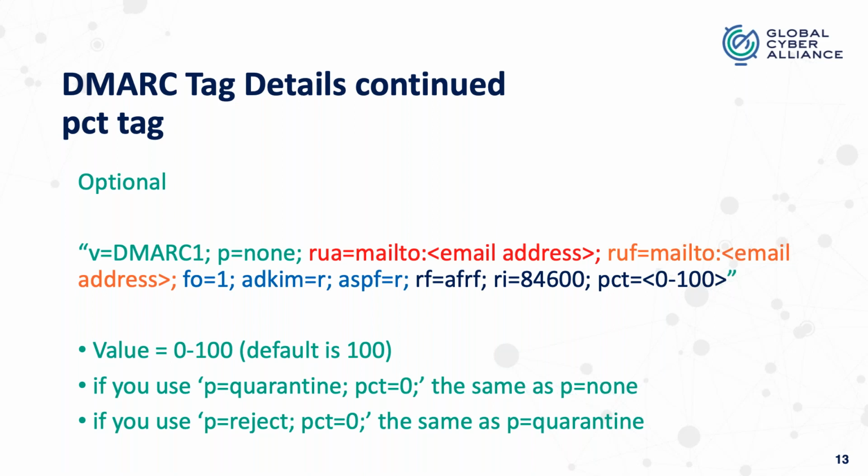Don't even use the PCT tag at that point, since you can't control which messages are being impacted and which ones are not. But if you do use it, just be wary of things like if you put in P equals quarantine and PCT equals 0, that's basically P equals none, right? And if you do reject and PCT equals 0, that's quarantine, right? So there's no reason to use 0. Really, there's no reason to use a 1 either. But just be wary of that fact in case you do put in PCT equals 0, that this is the level of impact. You just reverted back to none, or you reverted back to quarantine.